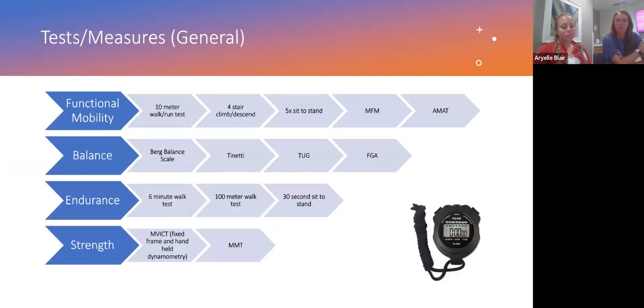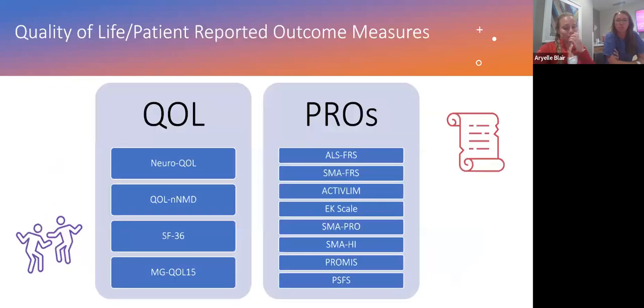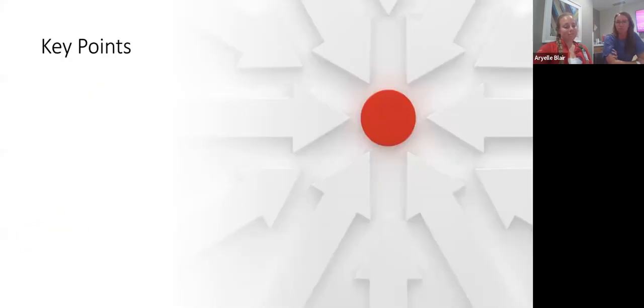Okay, if you go to see a physical therapist, these are likely some different tests and measures that you will be asked to do. So I just wanted to highlight these. I'm not going to read through them all, but you likely will have done these before or will be doing these if you go. And then also you may be asked to fill out one of these quality of life or patient reported outcome measures as well. And then Aryelle will wrap us up.